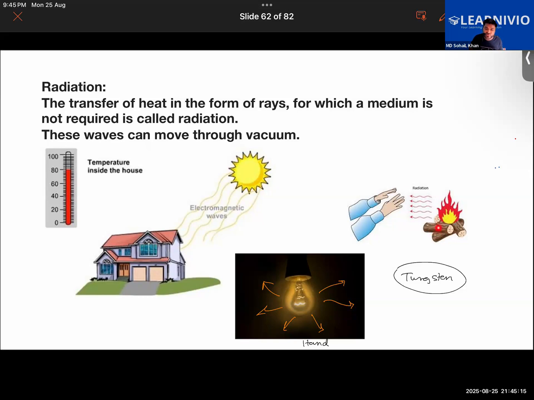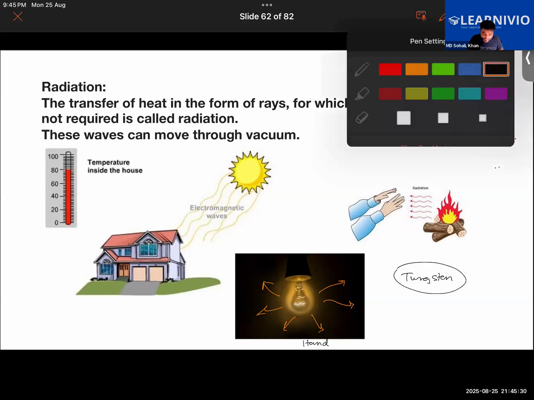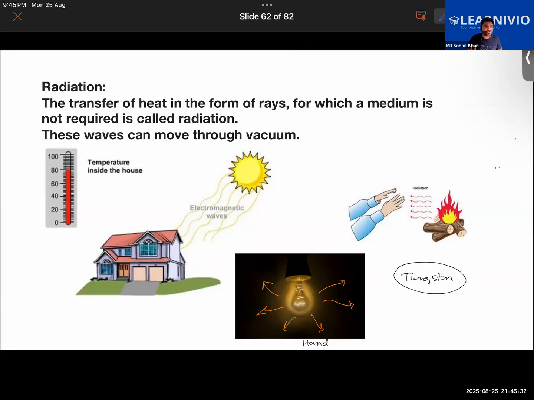So it reaches you through radiation. Like if you have left some fire in the corner of the room, the heat from the fireplace reaches you via the mode of radiation. Why is it not reaching you via convection?